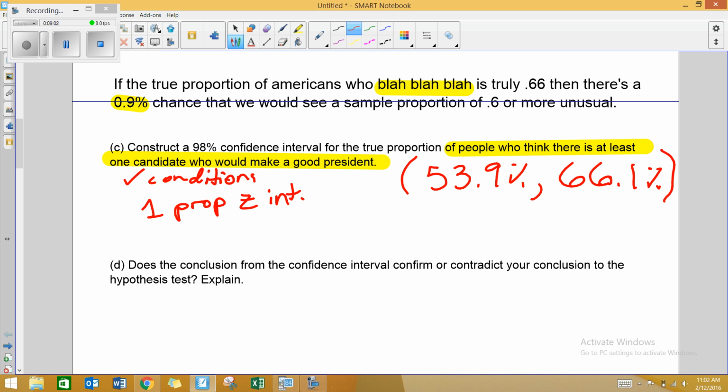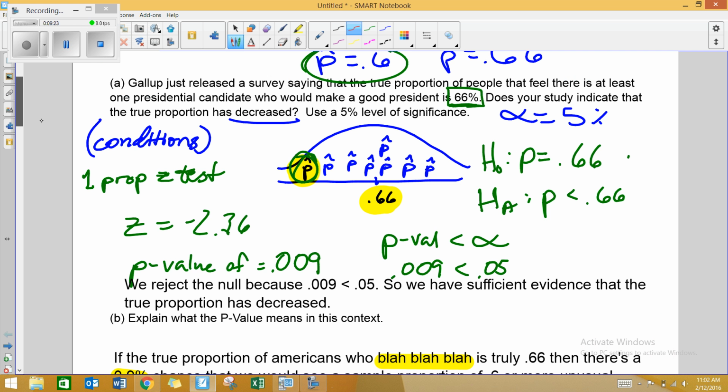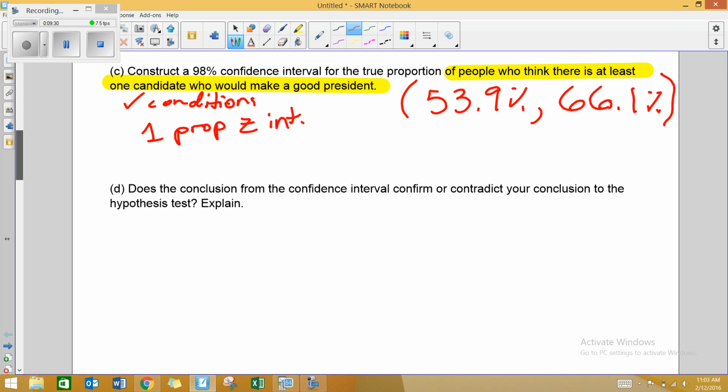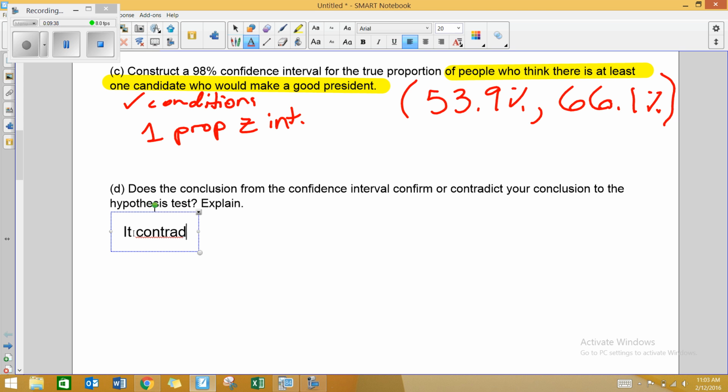So for here, the 98% confidence interval says that I'm 98% confident that the true proportion of people who think there's at least one good candidate is between 53% and 66%. Well, hold on. I had just said I don't think it's 66%. I wasn't thinking this was the true proportion. Why has that not agreed with my original conclusion? So that's question D. Does the conclusion from the confidence interval confirm or contradict your conclusion from the hypothesis test? Well, it contradicts it.